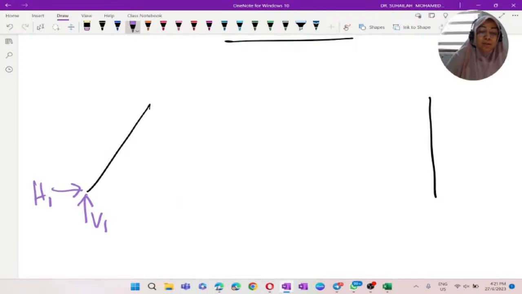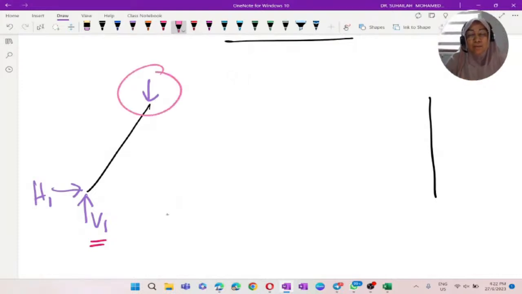Equilibrium means this V1 will also apply at this position so that the system is in equilibrium. V1 must be balanced by V1 in the opposite direction. So this is also V1, one negative, one positive. Total is zero, in equilibrium. H also, one is negative, one is positive. So we have another one in this direction.